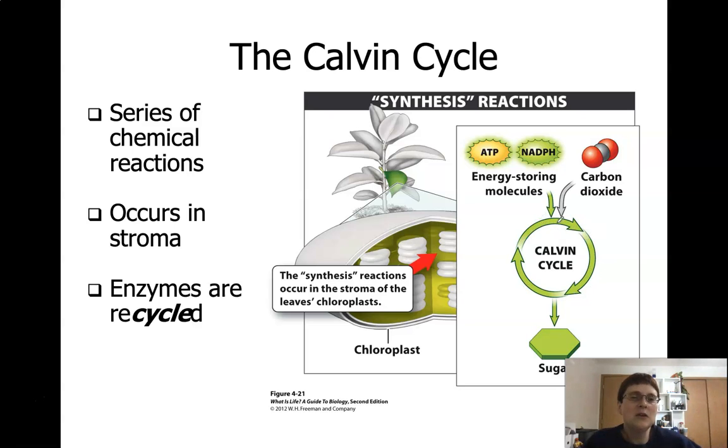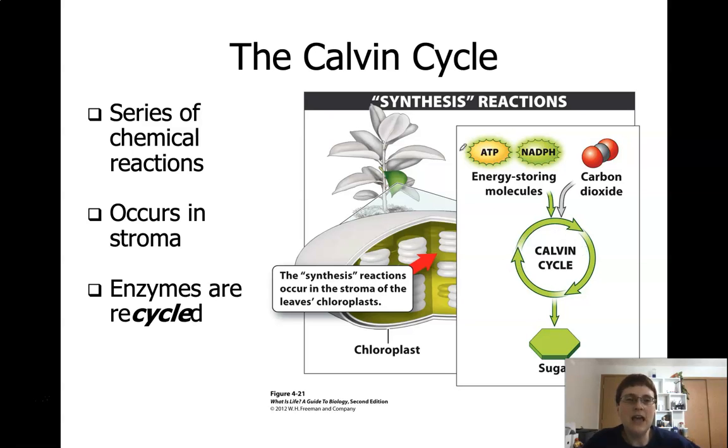So the enzymes are going to go round and round in here. And we're going to use these energy molecules to power that. So they're going to help power that cycle to take carbon dioxide and rearrange it to make our sugars. Okay, so that's what this Calvin cycle is going to do.